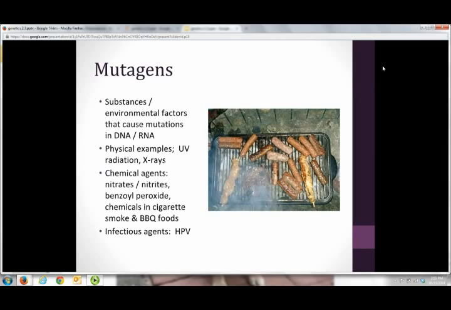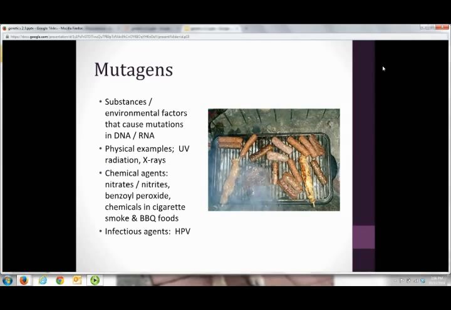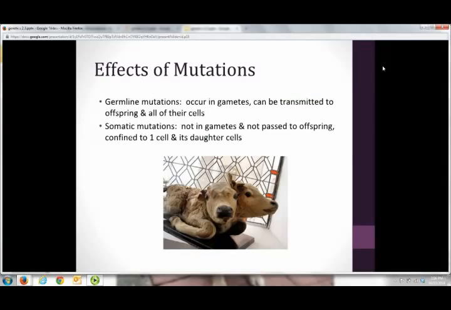Some examples of physical things that can cause mutations would include UV light and X-rays. Chemical agents include things like nitrates or nitrites that are used as preservatives in food, benzoyl peroxide, some of the chemicals in cigarettes, and one of the more common things is the smoke in barbecued foods. When the fats drip down onto the fire portion of the barbecue, it will actually form carcinogens in the smoke that will actually come up and land on your food. And then there are infectious agents like the human papillomavirus that will also trigger mutations in your genetic material.